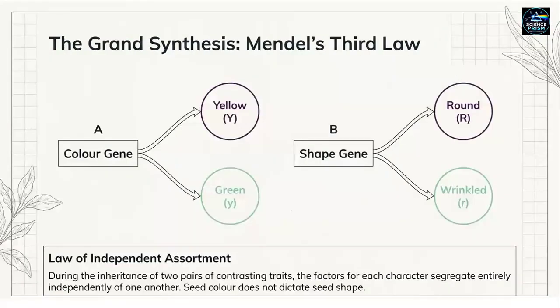Third law states that during the inheritance of two pairs of contrasting characters, for each character, it segregates separately, independently. Means color will be color, shape will be shape. Okay, seed color does not dictate the seed shape. Means this gene will not dictate this particular character. Very simple it is. This is called as law of independent assortment. So these were the three laws, and I think with this we have completed this unit.